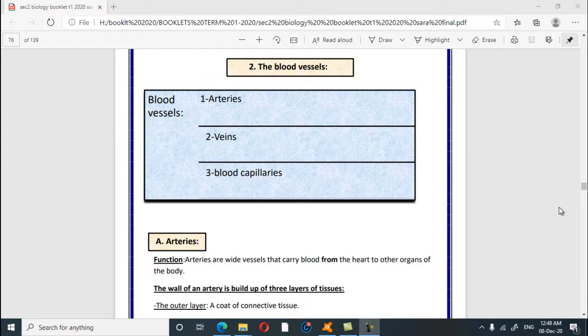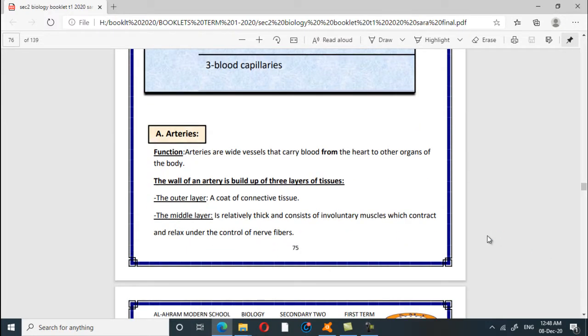Blood vessels are of three types: arteries, veins, and the connection between them, which is the blood capillaries. Let's start with the arteries. What is the function of the arteries? Arteries are wide vessels that carry the blood from the heart to other organs of the body. We have two arteries that come out from the ventricles, the lower chambers of the heart: the aorta, which is the largest artery and comes out from the left ventricle, and the pulmonary artery, which comes out from the right ventricle and reaches the lungs.